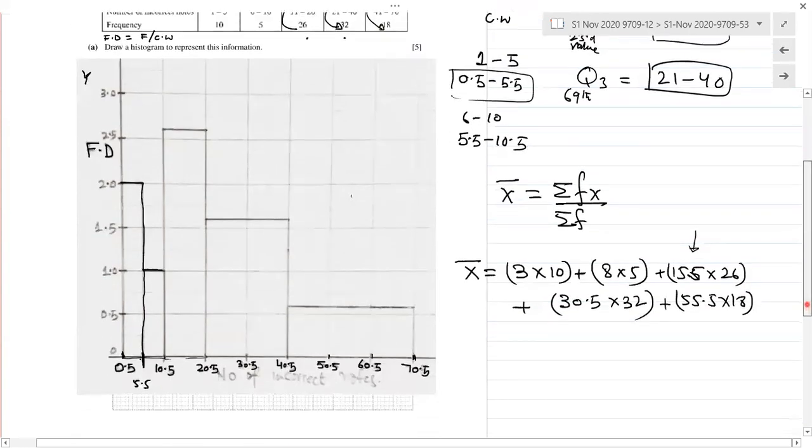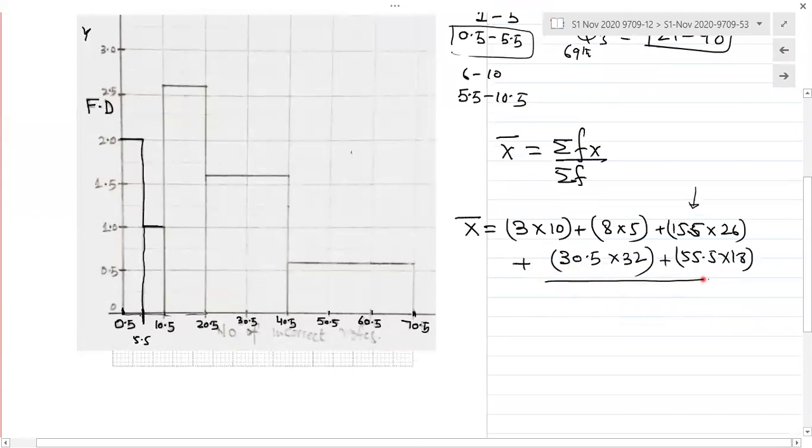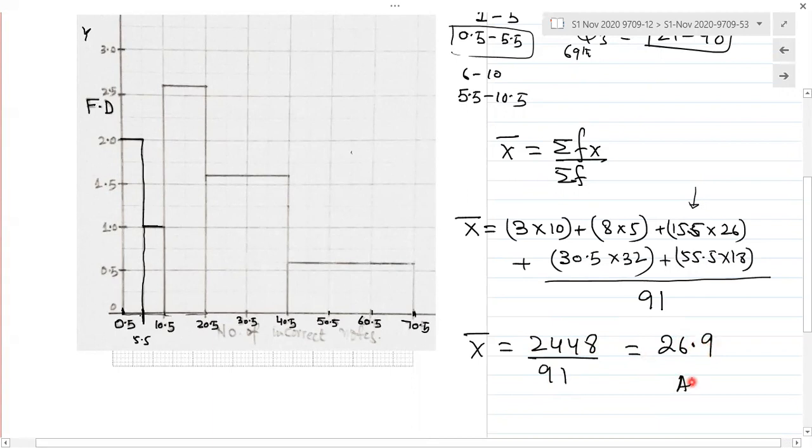And whatever the total I get, all of that has to be divided by sigma f. And remember, sigma f was given as 91 because this data was given for 91 people. So if we add them all up, we get 2448 divided by 91. That's sigma f. And we get the mean for this distribution as 26.9 to 3 SF. And that's our answer. And this was the last part of the last question for this paper. So this is also done.